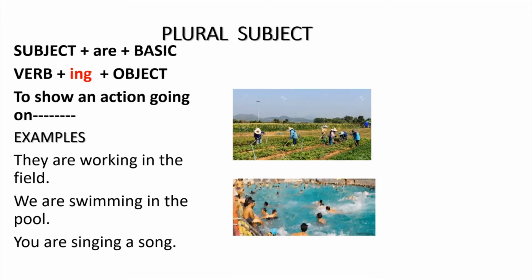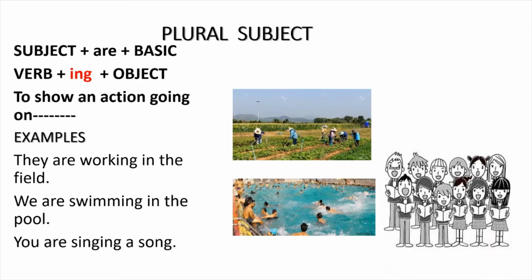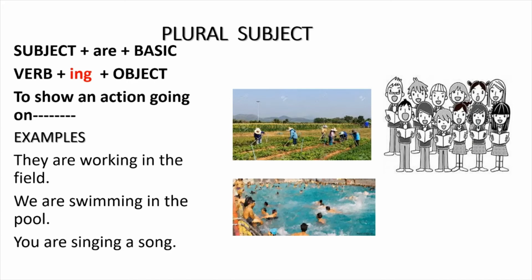They are swimming in the pool. Many children and people are swimming in the pool. Here, it is plural, more than one. You are singing a song. Remember, you can be utilized for many people and for one person also, like if we are asking, how are you? So we are talking to only one person, and for many persons we can also use you. But remember, always we have to use are and ing with you as a subject.